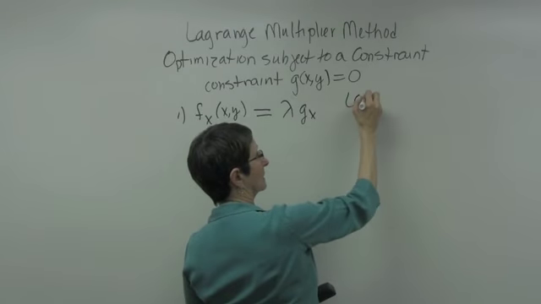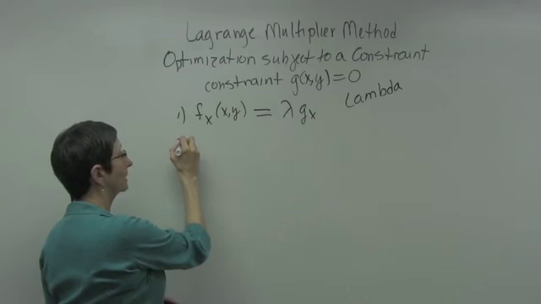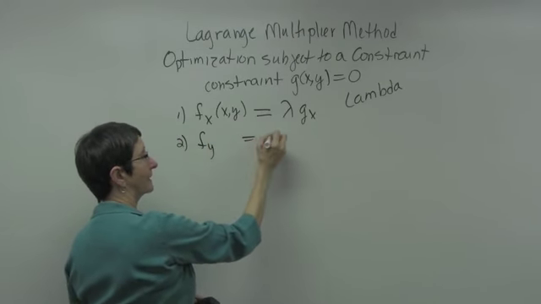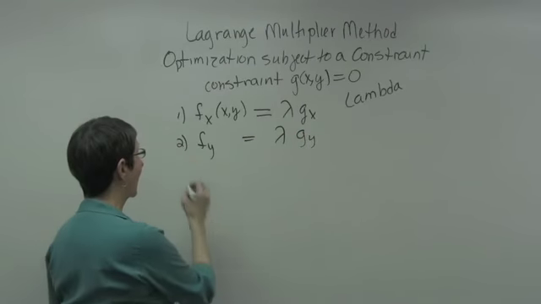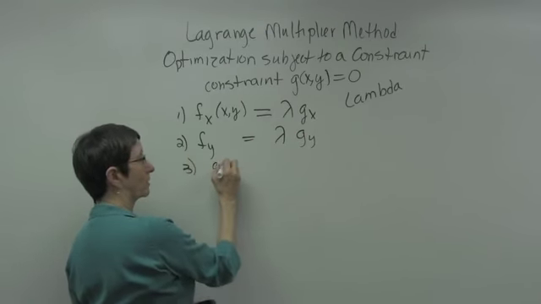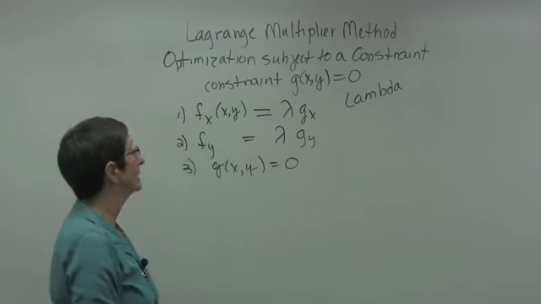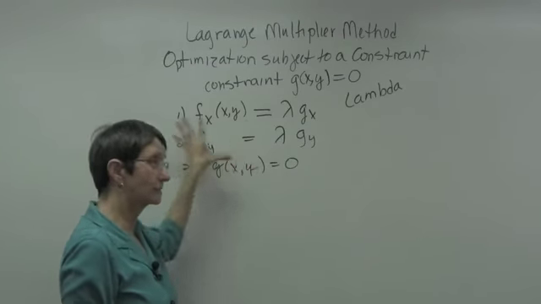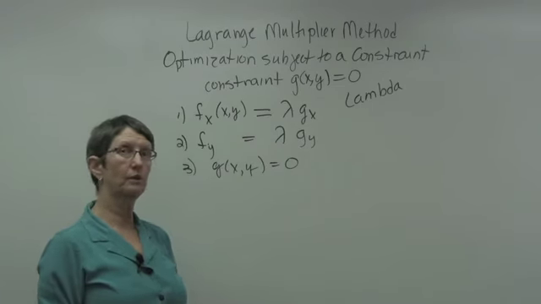So that is lambda, Greek letter. Our second equation, partial of f with respect to y, we set equal to lambda times the partial of g with respect to y. And the third equation is the constraint equation, g of xy, set equal to 0. So when we get our functions, we use our partial derivatives, set up a system of 3 equations, and solve it together. Let's see how this really is going to work.